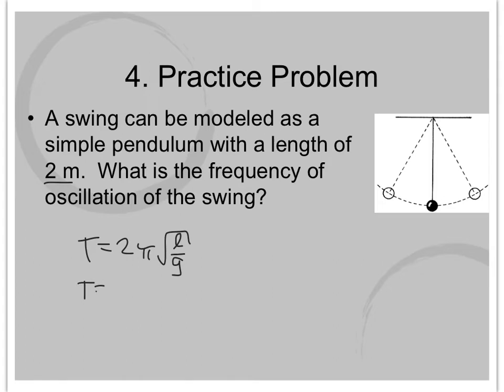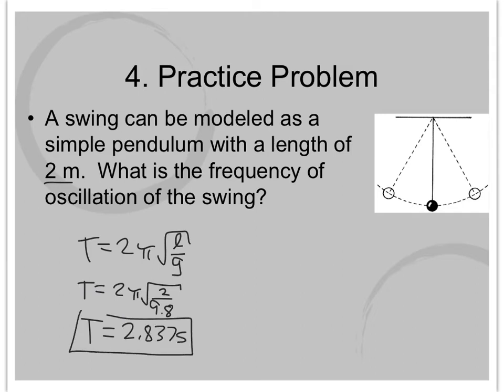And so I'm going to say that the period is going to be 2 pi times the square root of 2 over g, which is 9.8. I plug that in and I get a period here of 2.837 seconds. Once I have that period, I know that frequency is just 1 divided by the period. So frequency is 1 over that 2.837. And so I end up getting a frequency here of 0.35 hertz.